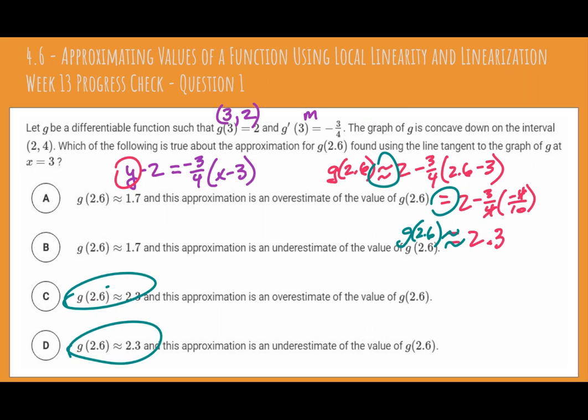The other thing we have to do is determine whether it's an over approximation or under approximation. And so we're told that g is concave down. So if we were to graph g, we know it's concave down between 2 and 4. So at 3, the tangent line, not a great line, but you get the idea. The tangent line is going to be above the curve since the curve is concave down. So this 2.3 is a value that's on the line, so it's going to be a little bit bigger than the value that we get from the curve, so that's going to be an overestimate.